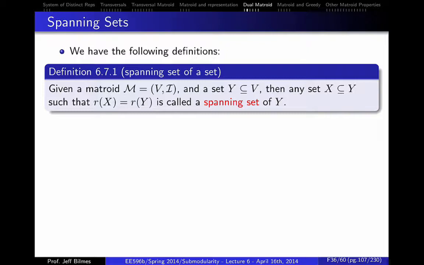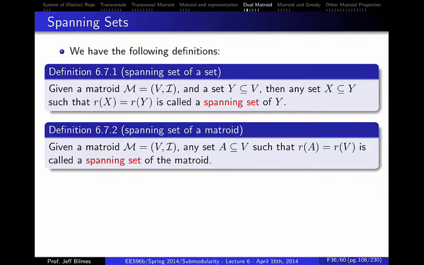A spanning set is one whose rank is equal to, let's just read it. So if you got some matroid, and if you get some set Y, any subset of Y is a spanning set of Y if it's got the same rank. Okay, so a spanning set of a matroid then is going to be a subset that has the same rank as the matroid. So why is it spanning?